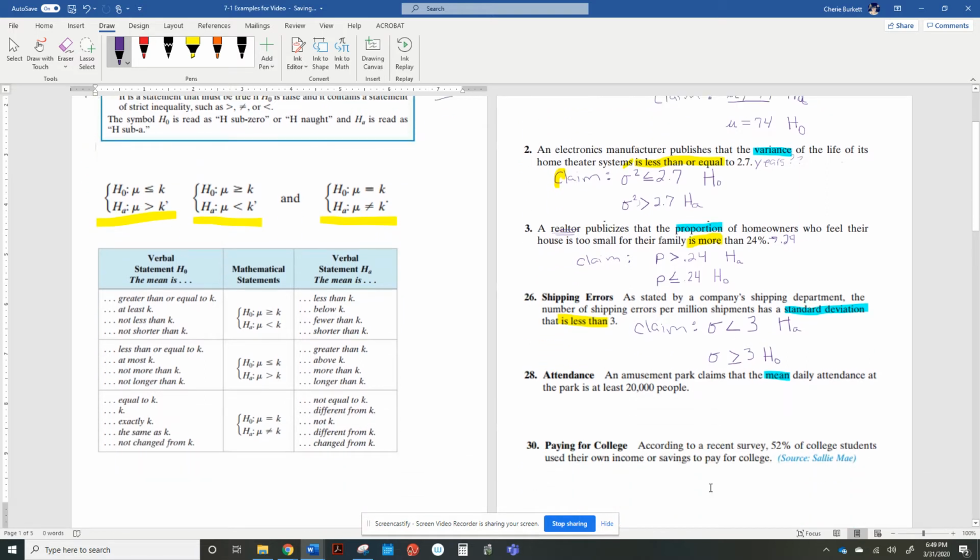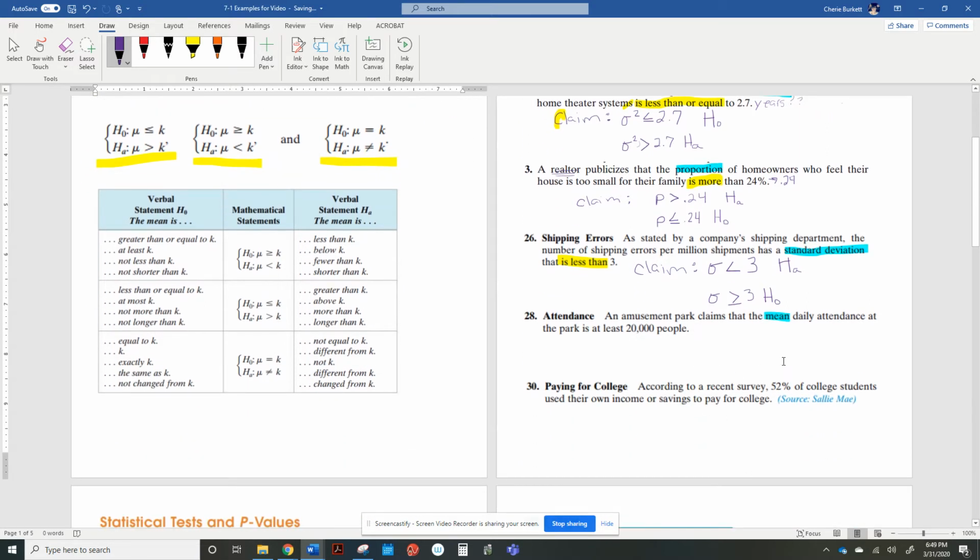Okay, last 2 examples. At least. Okay, so what's my claim? The claim is the mean, there's mu, is at least.